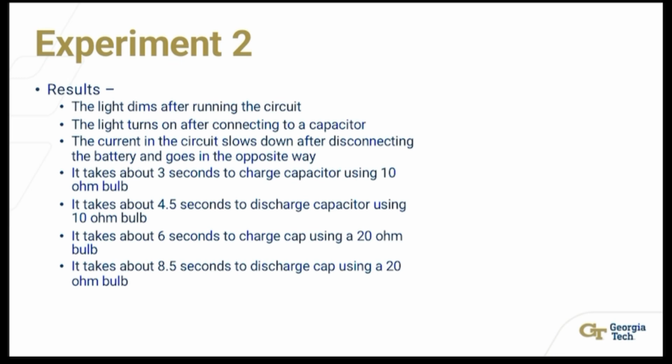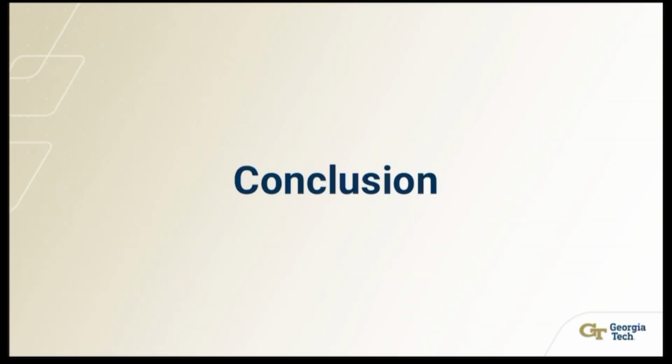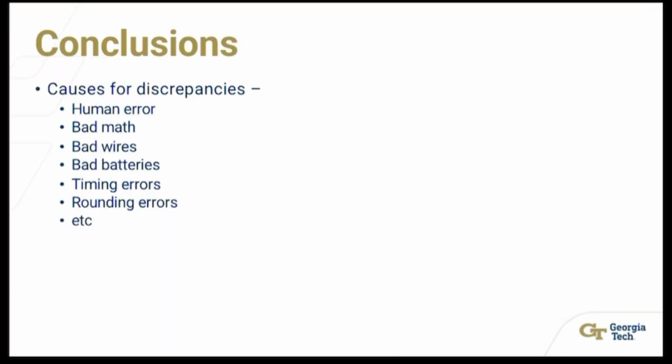It takes about 3 seconds to charge a capacitor using a 10 ohm bulb and about 4.5 seconds to discharge the same bulb. It takes about 6 seconds to charge the other bulb and about 8.5 seconds to discharge the other bulb. Some causes for discrepancies in this data are human error, bad math, real-life surprises, timing errors, rounding errors, etc.